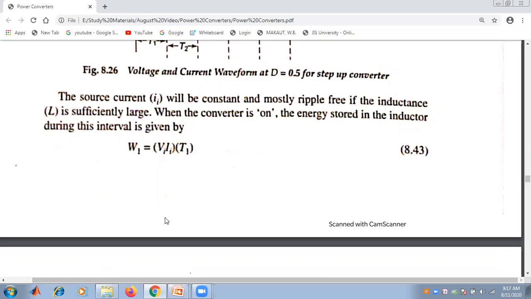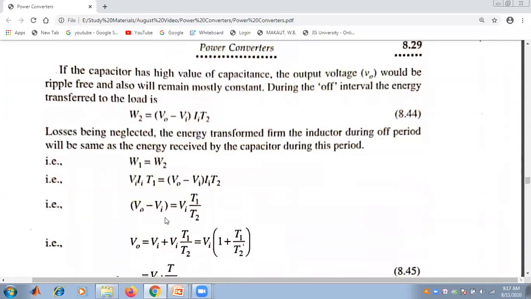When the converter is on, the energy stored in the inductor during this interval is given by W1 equal to VI II into T1, that is, the multiplication of VI, the input voltage, and II, the input current, with T1, the on time period. If the capacitor has a high value of capacitance, the output voltage will be ripple free and will remain mostly constant. During the off interval, the energy transferred to the load, that is W2, is equal to V0 minus VI into II into T2, because the off time period is T2.